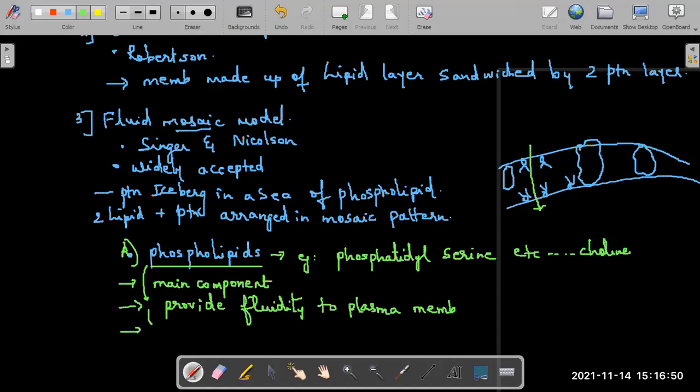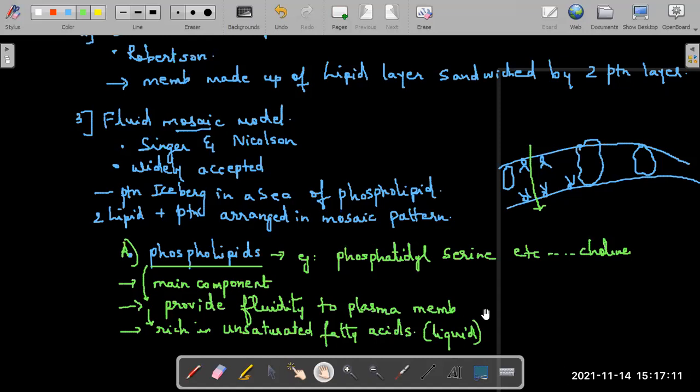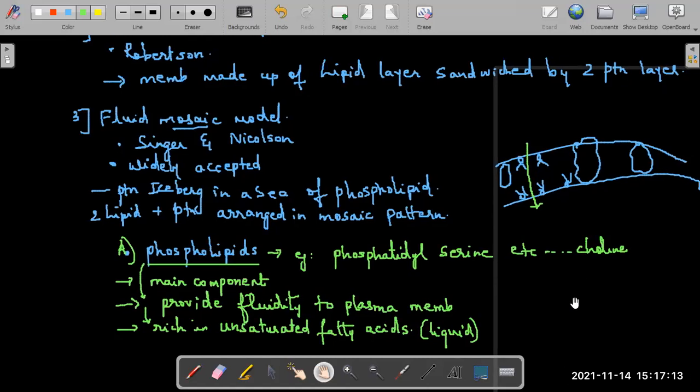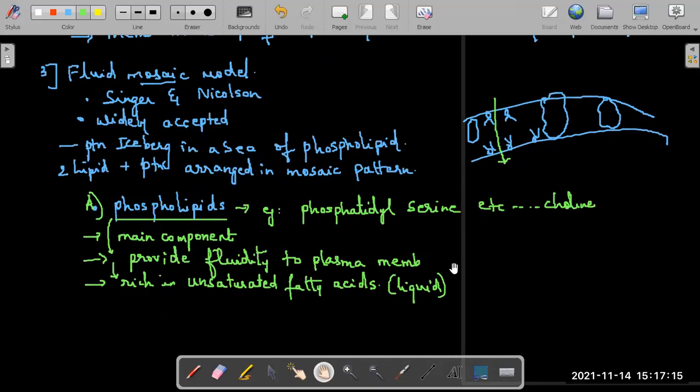And phospholipids are rich in unsaturated fatty acids, which are liquid in nature.